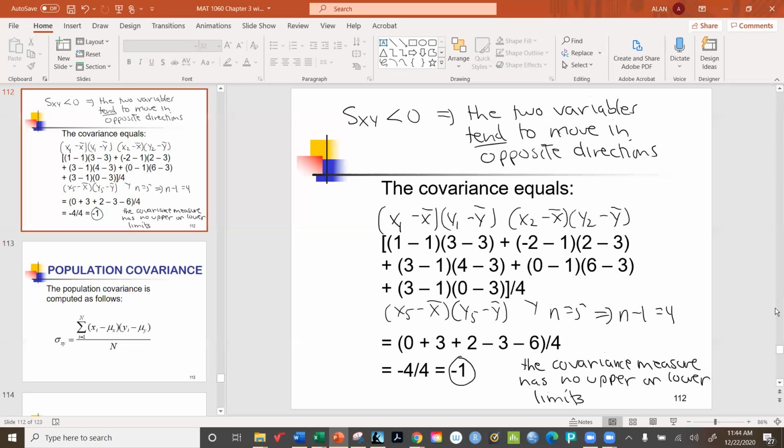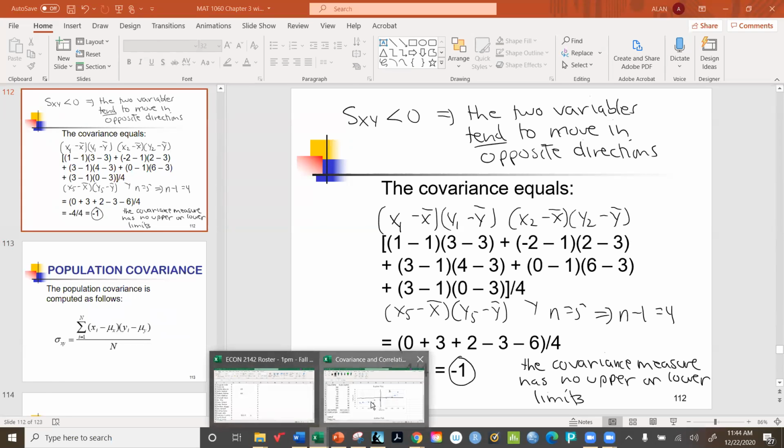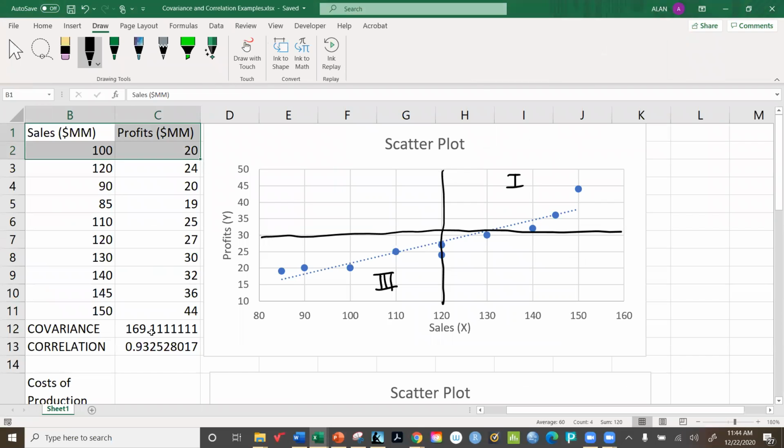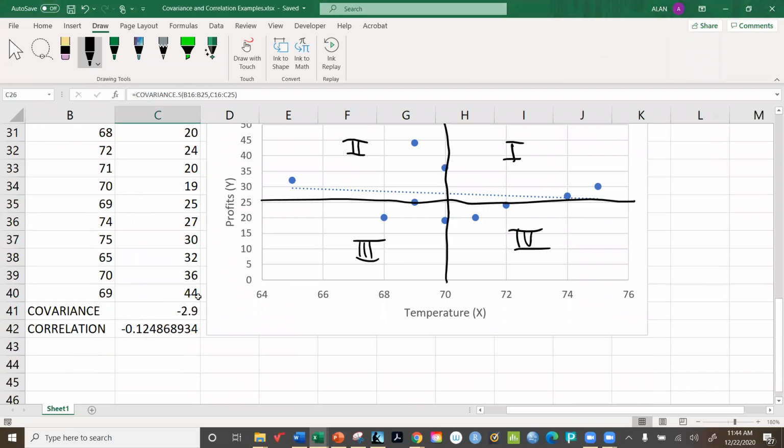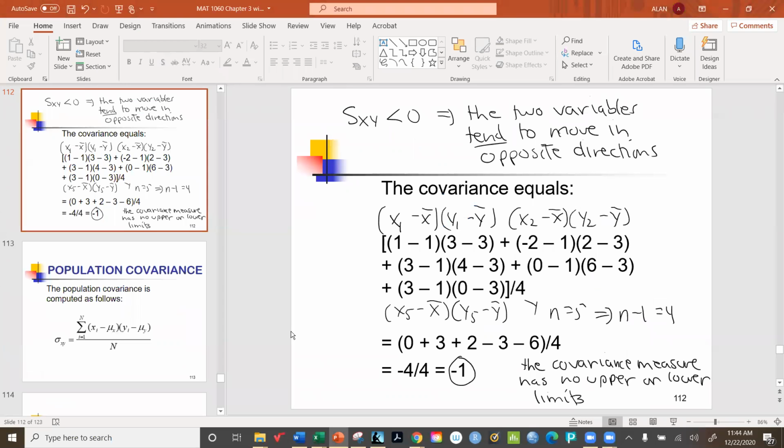As a matter of fact, if you look back at my spreadsheet, look what happened here. The first covariance was 169. Then we have -49, -2.9. Who knows what that means? We can tell what the sign is, but the actual magnitude is very difficult to interpret. Well, I'm giving you a hint here. It turns out this is why we usually prefer to use the correlation coefficient, because it doesn't have this problem, as we'll see in a bit.